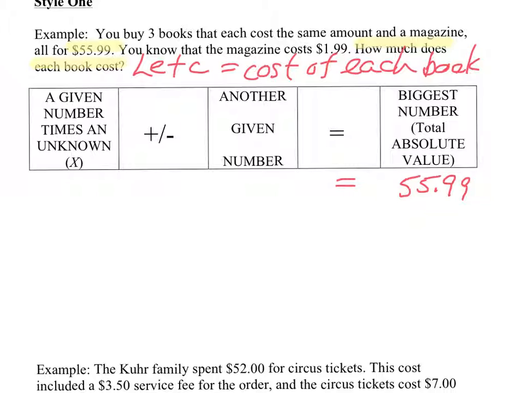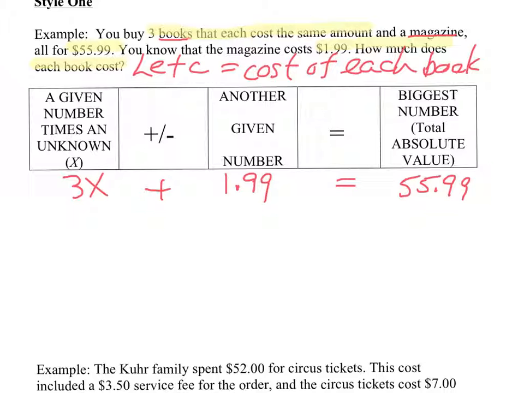We can see that we have books and magazines, so we'll be adding two things together to make a total. Looking for the other number in the story, we see the $1.99, which goes right here. And we note that we're buying 3 books that each cost the same amount. That means 3 times 1 book. And since x is 1 book, this reads 3x plus $1.99 equals $55.99, and here's our equation.